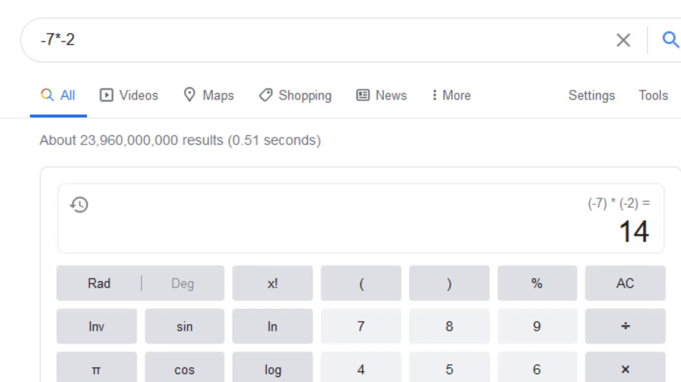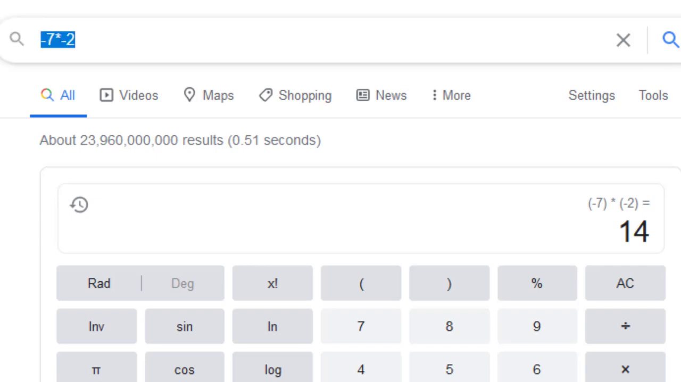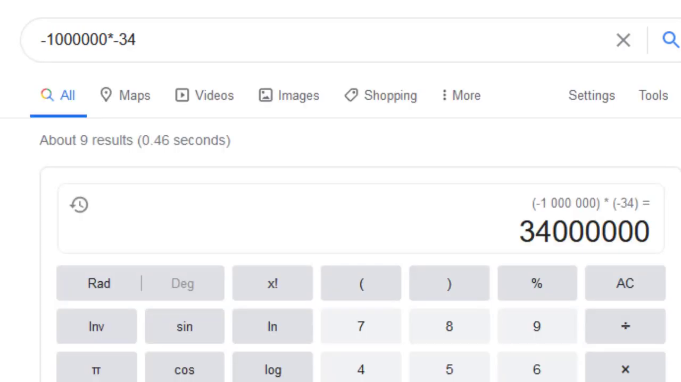Positive 14. Huh. How about negative 1 million times negative 34? Positive 34 million. So it looks like it's positive. So then the question is why? And this, we hinted at this answer earlier in one of the videos a couple back. Why is a negative times a negative a positive?